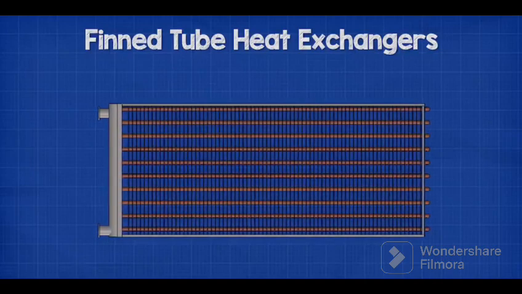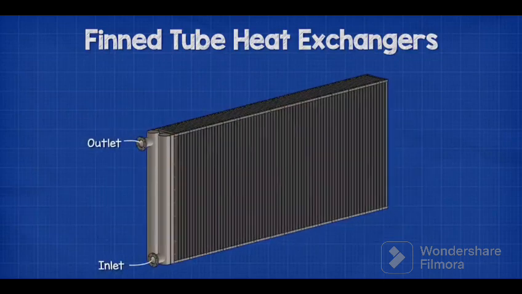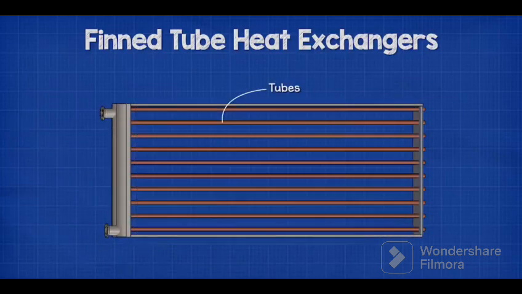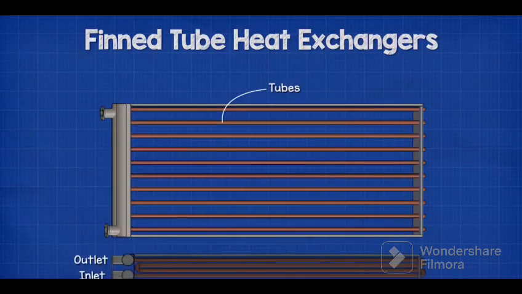A typical thin tube heat exchanger looks something like this. We see there is an inlet and an outlet. These are both usually located on the same end. These connections are typically flanged, but they could be threaded or soldered depending on the application and the pressures of the working fluids.